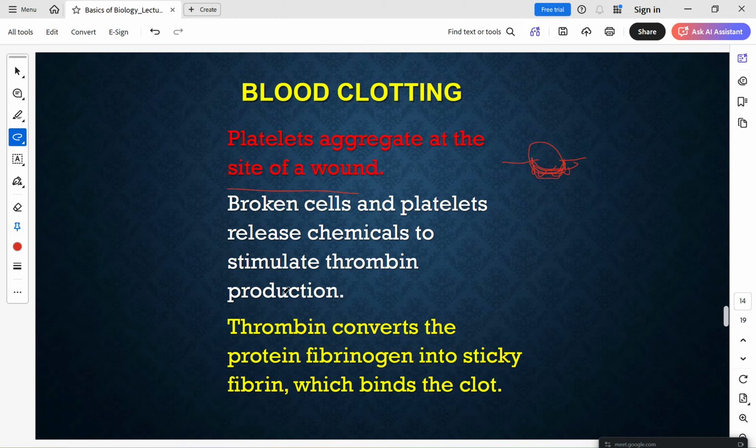Then they start releasing chemicals, they stimulate thrombin production. This thrombin converts one of the proteins known as fibrinogen to a sticky fibrin which binds the clot. So it makes a mesh of fibrin plus the platelets to make sure that there is no leakage of the blood to the outside of the blood vessel system.